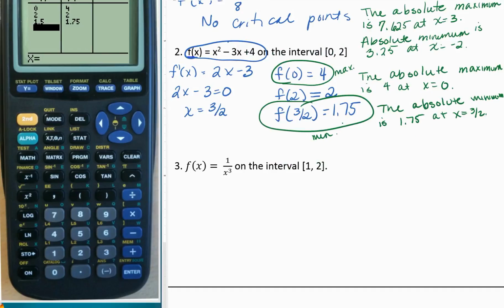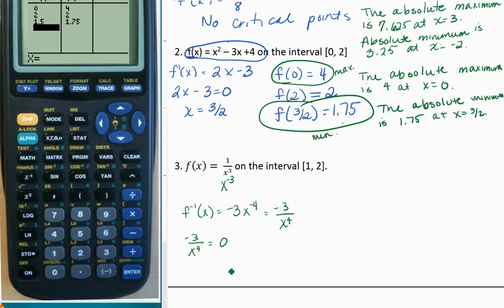So we've got f of x equals 1 over x cubed on the interval from 1 to 2. So first, before we even take the derivative, I'm going to rewrite this as x to the -3. So the derivative is equal to -3x to the -4, which would be -3 over x to the 4th. Now, this is never equal to 0. If we tried setting this equal to 0, we could try multiplying both sides by x to the 4th, but then we would just get -3 equals 0, which isn't true.